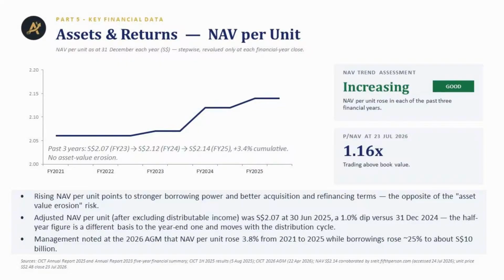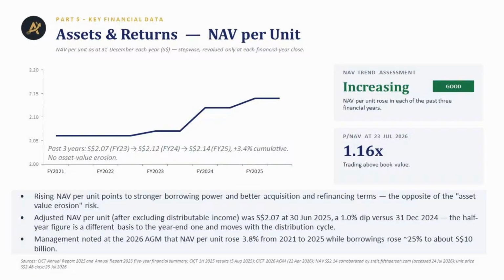Right, but I have a pushback on this upward NAV trend. There's an adjusted NAV per unit figure of S$2.07 recorded at June 30, 2025. That is a 1% dip versus the December 2024 figure. Why the variance? It's strictly an accounting function of the distribution cycle. Meaning? The half-year adjusted figure explicitly excludes distributable income. When the trust declares a distribution, that cash is reclassified on the balance sheet from an asset to a current liability, a distribution payable. So taking a snapshot immediately after excluding that distributable income naturally results in a mathematically lower total asset base. Precisely. It creates a different reporting basis, not a structural decline in the physical real estate valuation.